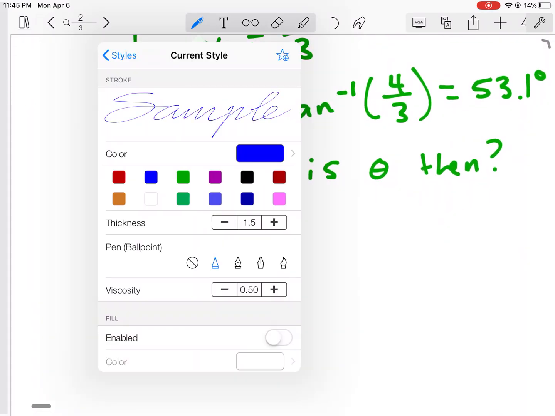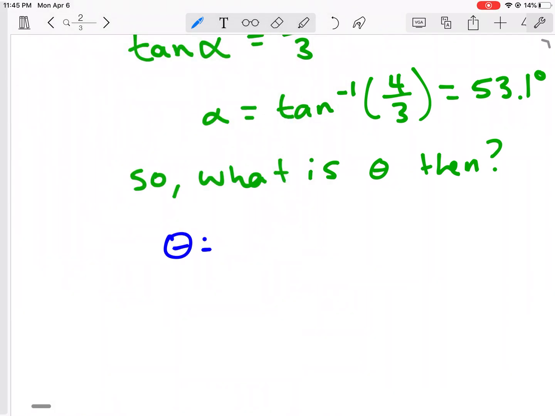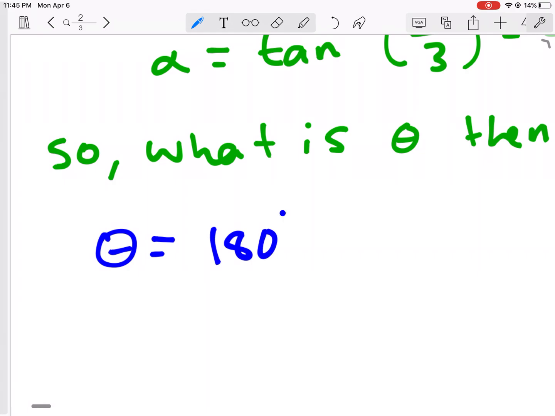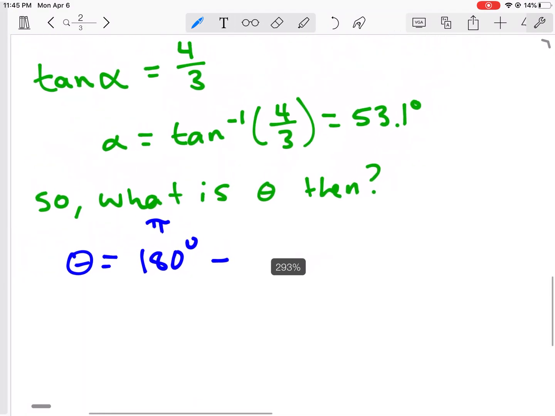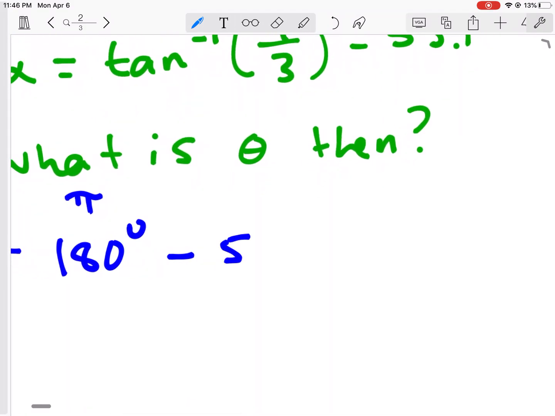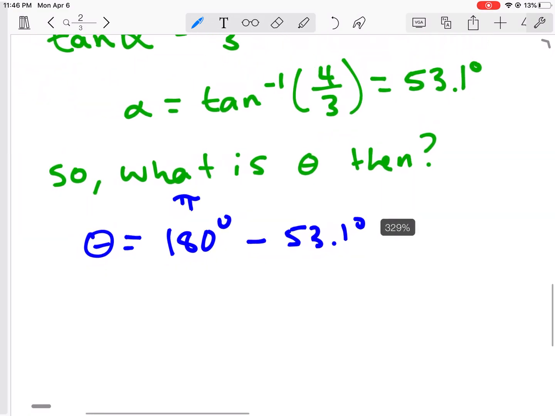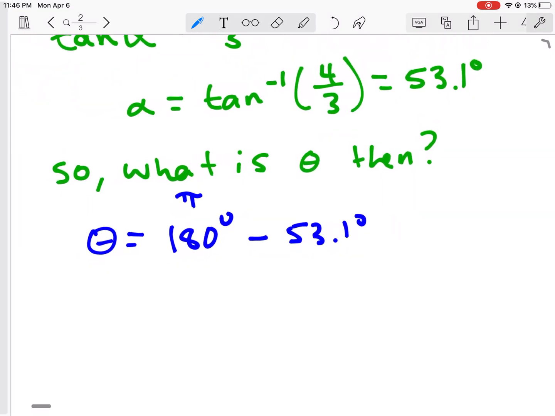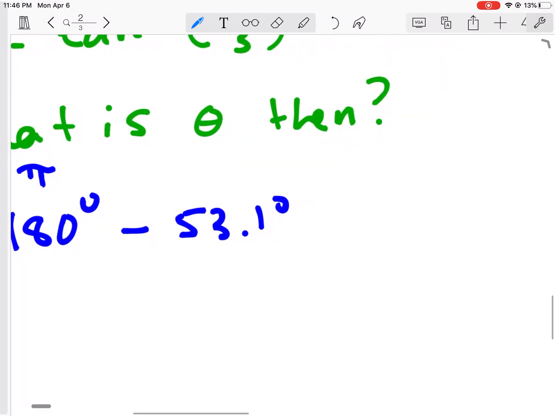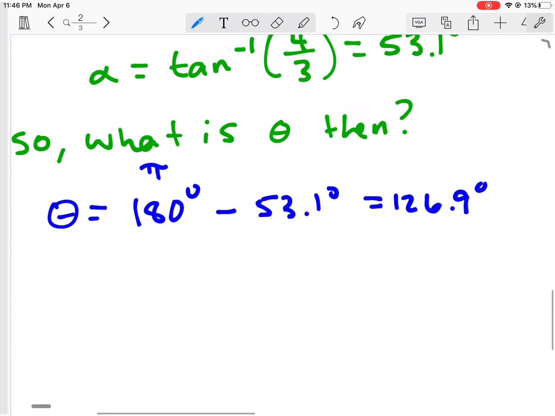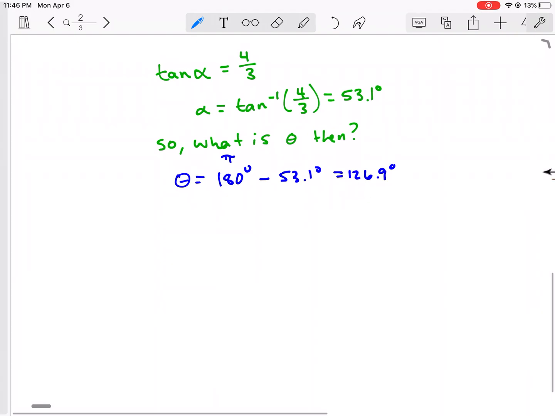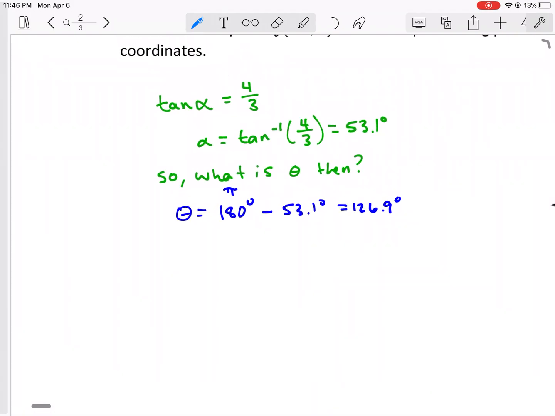So theta should equal 180 degrees. If you were using radians, this would be pi, minus what we had for alpha, 53.1 degrees. Quick subtraction, 180 minus 50 would give me 130, minus 3, 127, minus 0.1 is 126.9 degrees. You could use a calculator for that as well if you really wanted to. Therefore, now we have theta. Awesome.